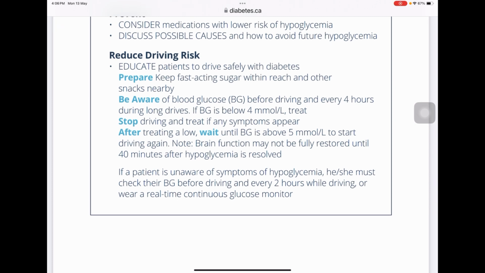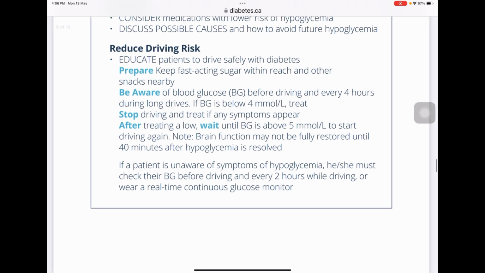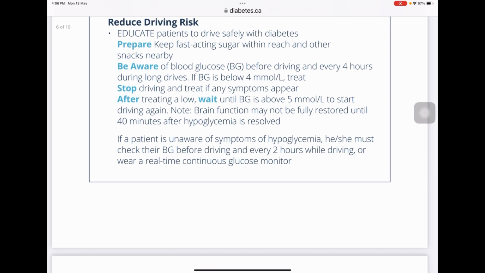So you need to educate the patient that even if you're driving, you need to monitor your blood glucose before you drive. If you're going for a long drive, monitor your blood glucose every 4 hours. If it goes below 4 millimole, you need to stop and treat yourself with 15 grams of sugar, let's say 3 packets of sugar, or three-quarters cup of orange juice. Have it right away, then wait and recheck your blood glucose. If it's above 5, you may resume driving. Otherwise, wait and monitor your sugars every 5 minutes. Brain function may take 40 minutes to restore.